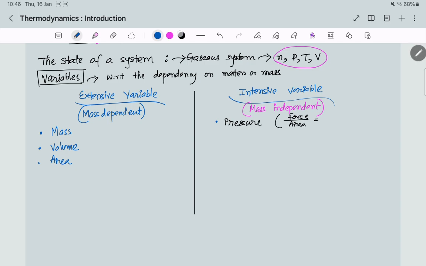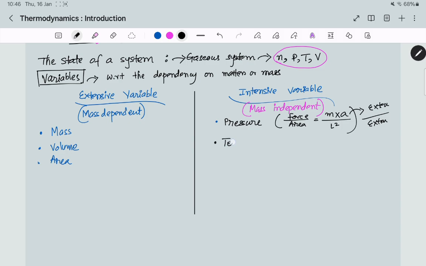Now if you can understand force, we will write force as m into a, mass into acceleration, and of course area means L square. Then this is a mass dependent force, because in the equation of force, mass is present, so it is mass dependent, that means it is an extensive property. And this is also an extensive property. So the ratio of two extensive properties will be an intensive property. So pressure is intensive. Clear?